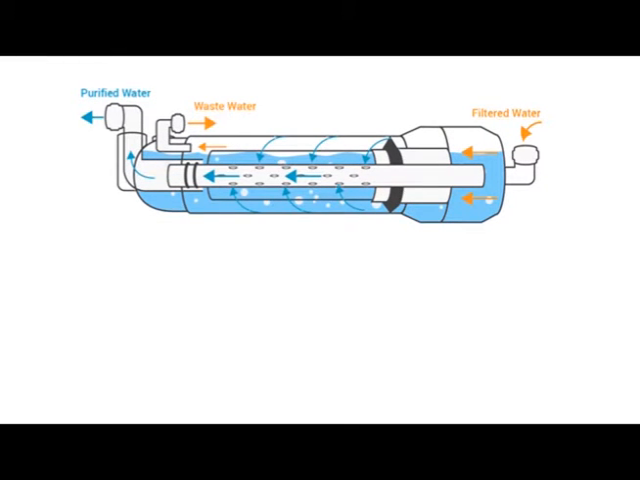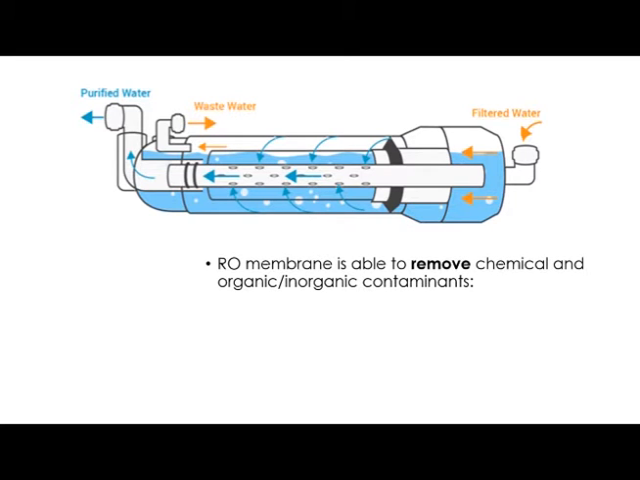The reverse osmosis technique is used in converting filtered water to purified water because the reverse osmosis membrane is able to remove chemical and organic or inorganic contaminants, which are ions, bacteria, pesticides, viruses, and dissolved solids such as lead, cadmium, and mercury. The second membrane separation technique is ultrafiltration.